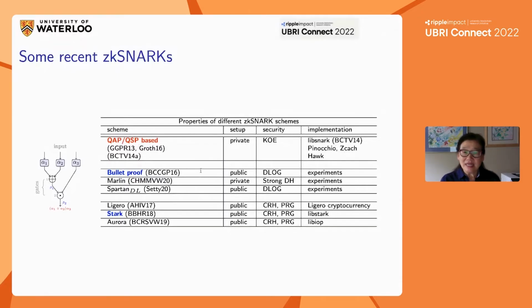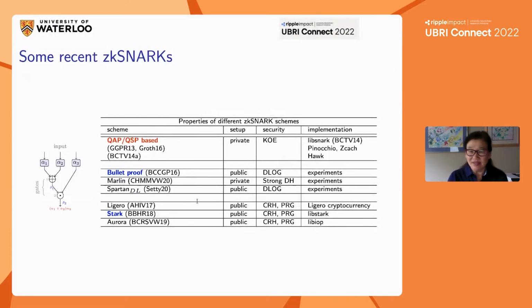And the second class is based on a hard problem, like Bonnet's proof and Spartan, DL-based on the computational infeasibility of discrete logarithm. Okay, and Marlin is basically a private setting, but their common reference string can be updated, but they are based on a stronger problem called the strong Diffie-Hellman problem.